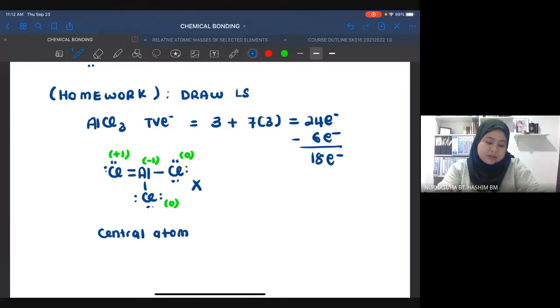Sekejap. Ada sel pula dekat JPO tu. Central atom has apa? Least electron. Sorry.